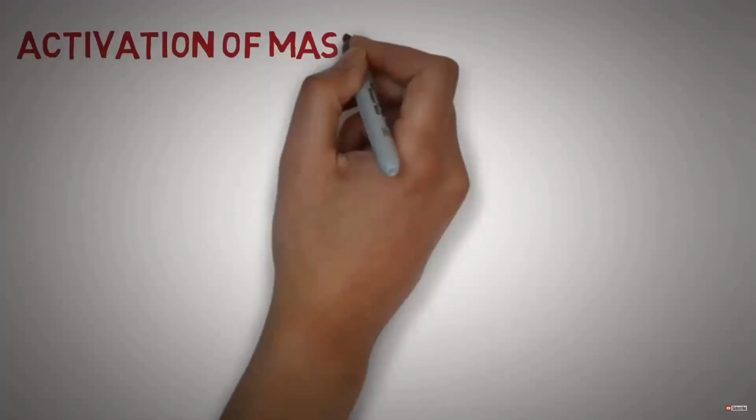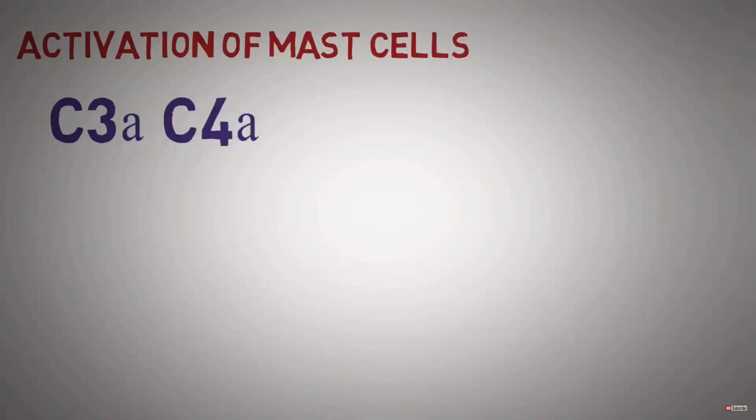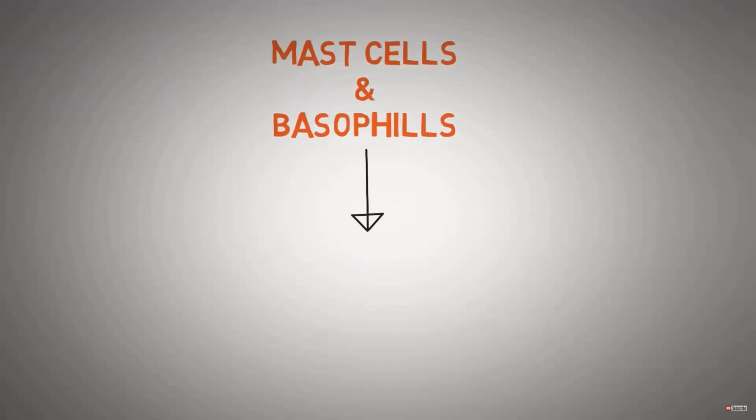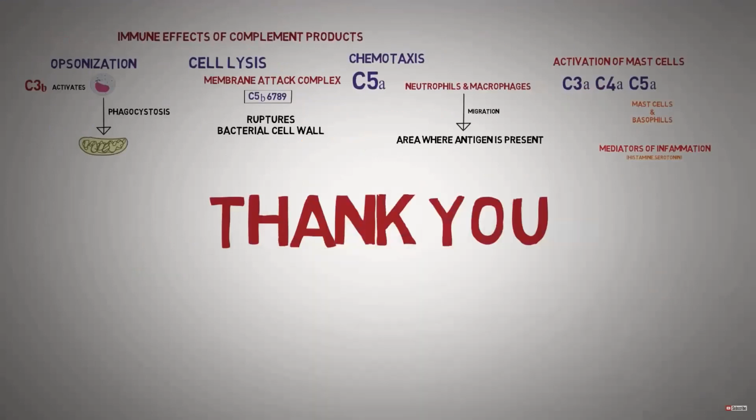Another complement effect is the activation of the mast cells. The factors C3a, C4a, and C5a have a direct effect of activation of the mast cells and the basophils. This causes the release of large amount of mediators of inflammation like histamine and serotonin, which potentiate the immune response. So this was all about the complement pathway.